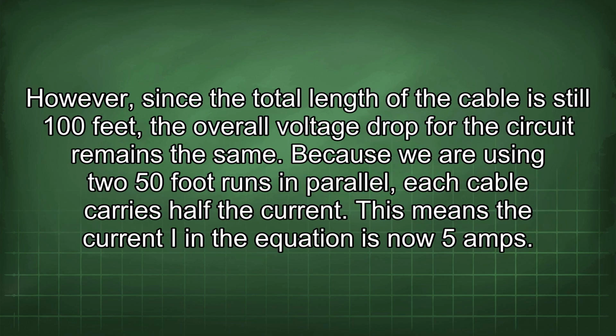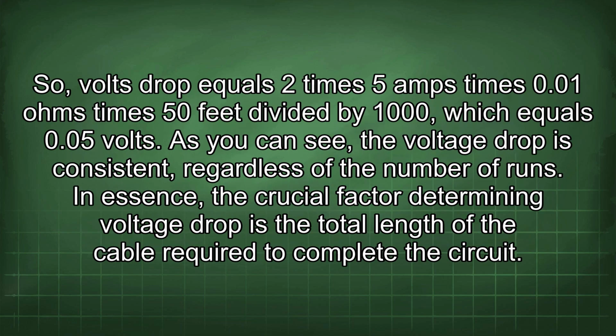However, since the total length of the cable is still 100 feet, the overall voltage drop for the circuit remains the same. Because we are using two 50-foot runs in parallel, each cable carries half the current. This means the current I in the equation is now 5 amps. So, volts drop equals 2 times 5 amps times 0.1 ohms times 50 feet divided by 1000, which equals 0.5 volts. As you can see, the voltage drop is consistent regardless of the number of runs.